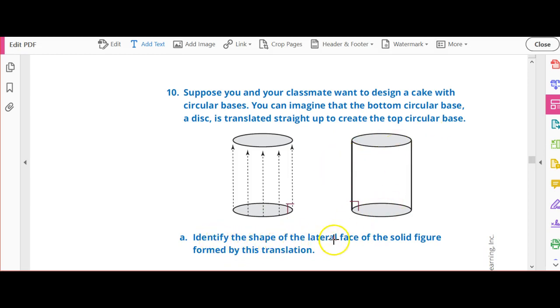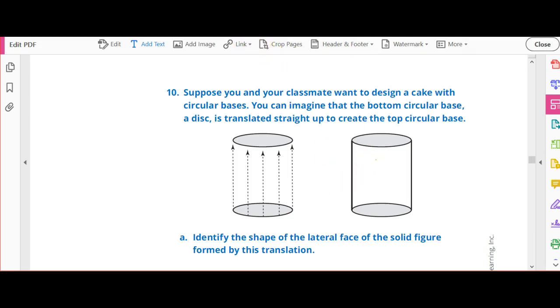So identify the shape of the lateral face of the solid figure formed by this translation. All right, let's think about the lateral face here. I'm going to get a different color here. So if I were to think of this as a soup can. Oh, wait, I don't want that. Let me erase that, or let me undo. I don't know how to do that. Let's hit erase, and let's try it again.